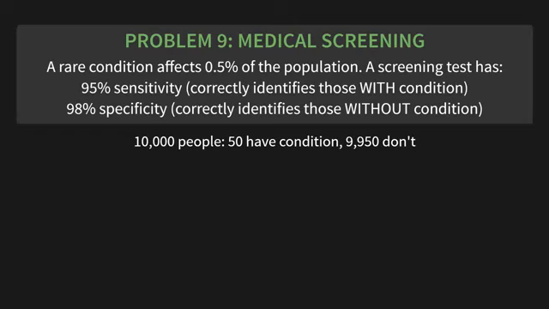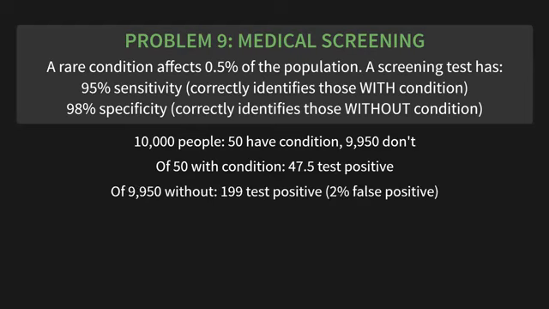Out of those 10,000, only 50 actually have the condition. Remember, it's rare. The other 9,950 are perfectly healthy. Now, let's run our test on everyone. Of the 50 people with the condition, about 48 will test positive. That's our 95% sensitivity at work. Great. But here's the kicker. Of the 9,950 healthy people, about 199 will also test positive. Those are false alarms, our 2% false positive rate.